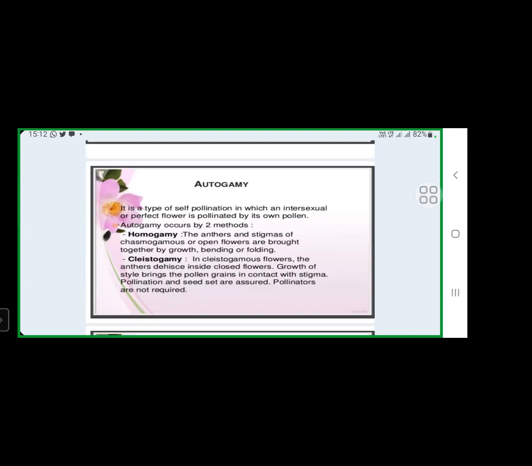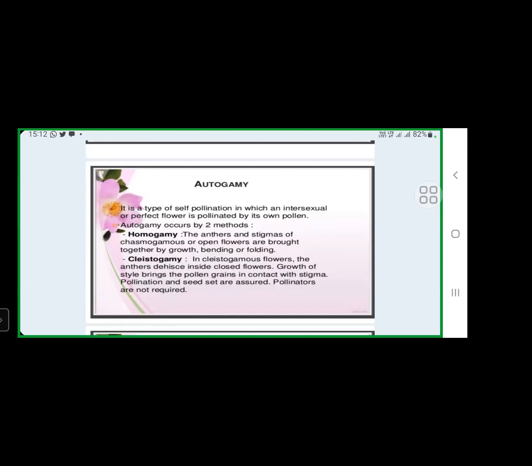Autogamy occurs by two methods: the first is homogamy and the second is cleistogamy. Homogamy means the anthers and the stigmas of chasmogamous, or open, flowers are brought together by growth, bending, or folding.